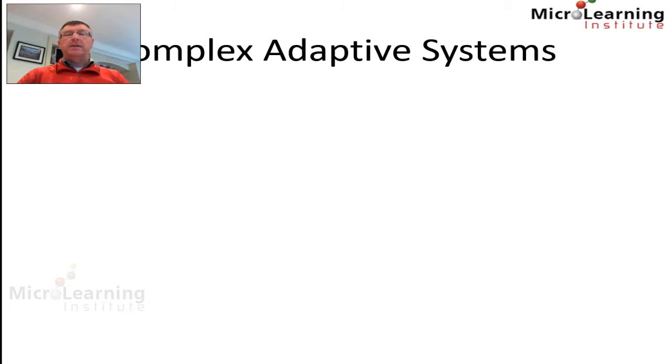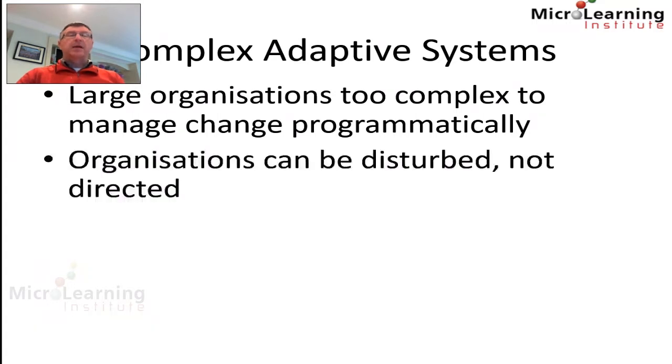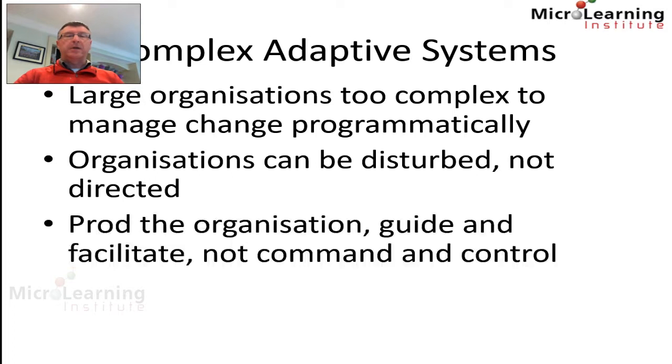Next, we can take a view that organizations are complex adaptive systems. In this case, we see that large organizations are too complex to manage change programmatically. So here we're saying that a systematic, rationalist approach is simply not feasible in large organizations. So here we look more to disturb the organization so that change may occur rather than directing what change is likely to occur. We look to prod the organization, to guide it and facilitate it, which again is the opposite of commanding and controlling the organization.